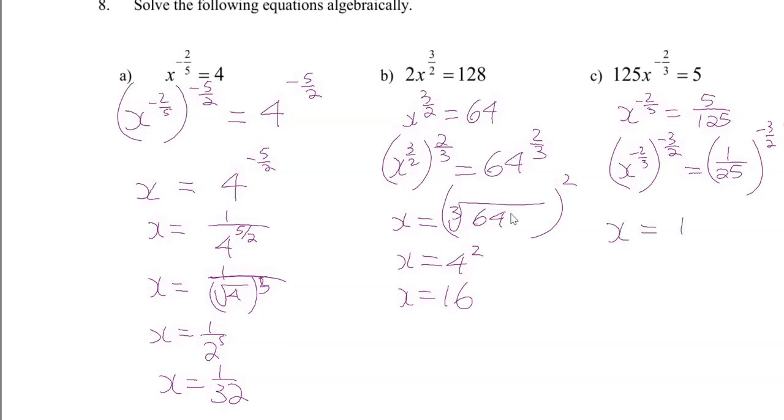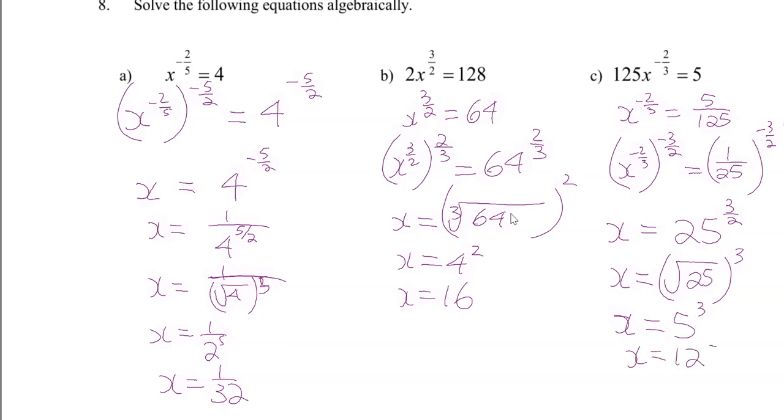This is just x. Flip the 1 over 25, so it just becomes 25. And the exponent becomes positive 3/2. With a fraction, 1 over 25, and a negative exponent, we flip the fraction, 25 over 1. The square root of 25, all cubed, which is 5 cubed, which is 125.